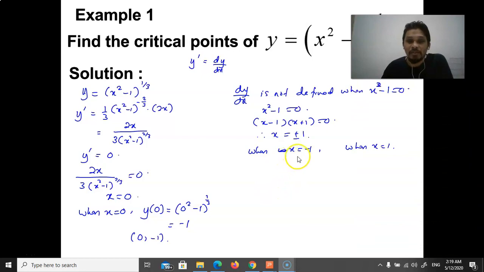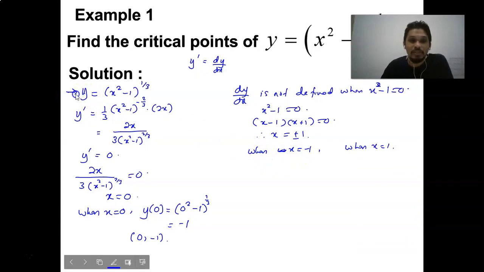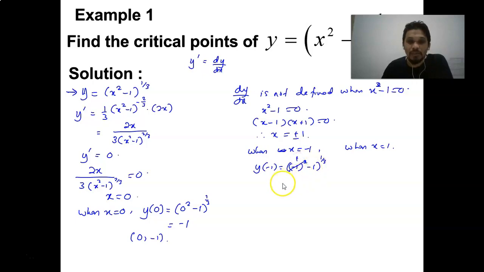Okay, now when x equals negative 1, again use the formula. We call the function given that y equals (x squared minus 1) to the power of 1 over 3, and here we come up with y(negative 1) equals (negative 1 squared minus 1) to the power of 1 over 3. Negative 1 squared equals 1. 1 minus 1 equals 0. So then we come up with the coordinate of negative 1, 0.